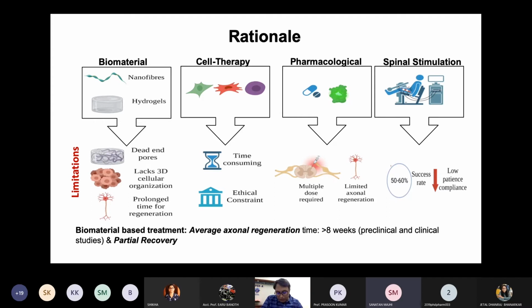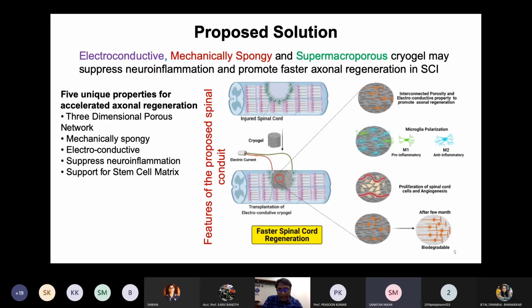And one time we also visited a local hospital in Ahmedabad, where there is a professor called Aruna Waninker. She's trying to repair the spinal cord using stem cells, and we discussed it at great length. We definitely identified the clinical gap in this perspective. Whatever treatment we have so far, the average axonal regeneration time they offer is greater than 8 weeks, in both preclinical and clinical studies, and even after 8 weeks, the recovery is quite partial. So with this, we identified the problem, and with that, we started designing the material.